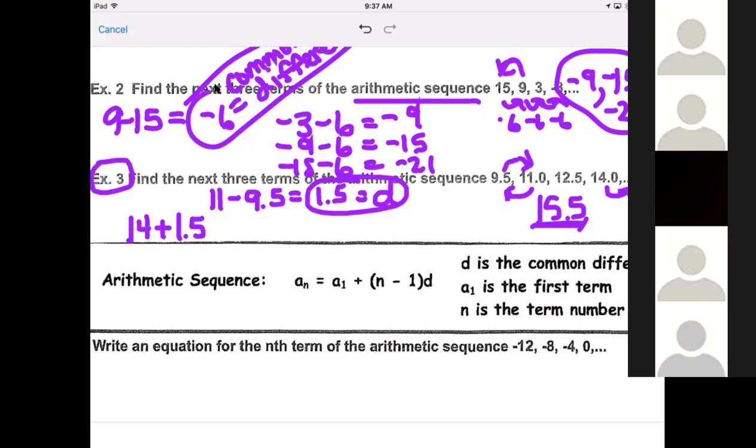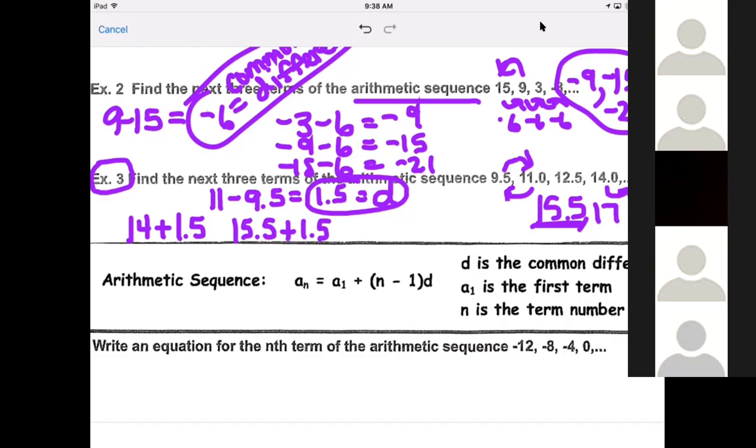Do I subtract? Nope. We're going to add 1.5. But you already did. We're going to add 1.5 to 15.5 to get the next term. Okay. And what do you get? 17. Correct. All right. That wasn't painful at all. That was easy. It's actually kind of easy when you pay attention.